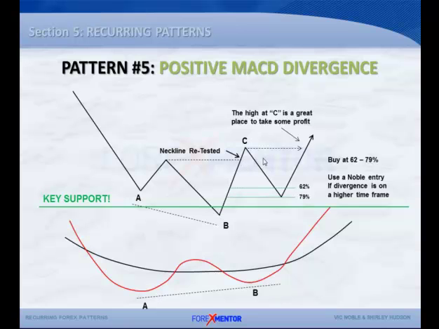And then what has to happen? We need to see price rally up and retest what we call the neckline, which is the highest high made between the swing lows. So between A and B, this was the highest high right here, right? And we need to see that get retested before we even consider taking a trade.